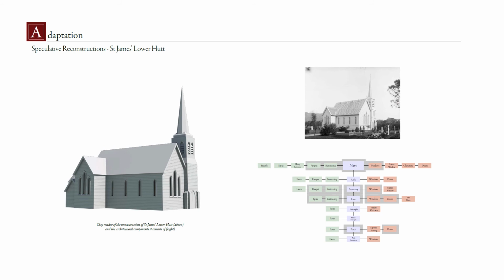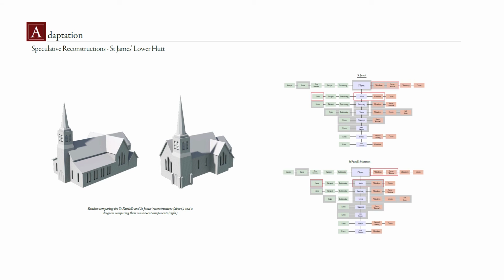Another lost church that I chose to reconstruct was St. James's in Lower Hutt. And so the story behind this church is that the architect was not recorded, and so I wanted to see if I could figure this out. So looking at similar designs within the Wellington region, I found that the design of St. Patrick's in Masterton bore quite a resemblance. And so with the component categories that I already had, I could simply make a reconstruction of St. Patrick's as well as St. James's and compare the two.